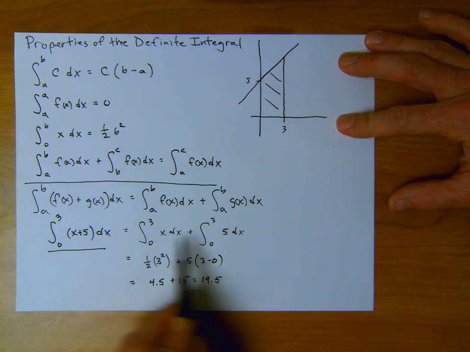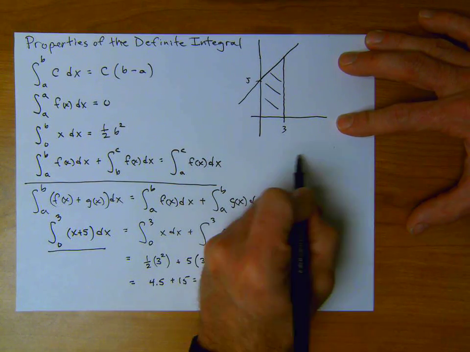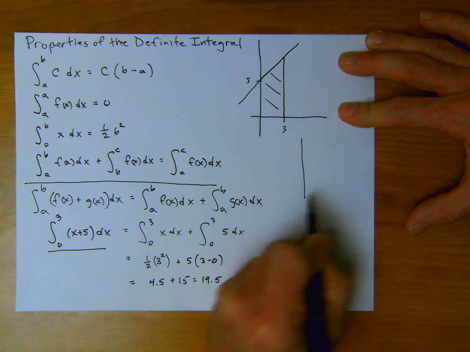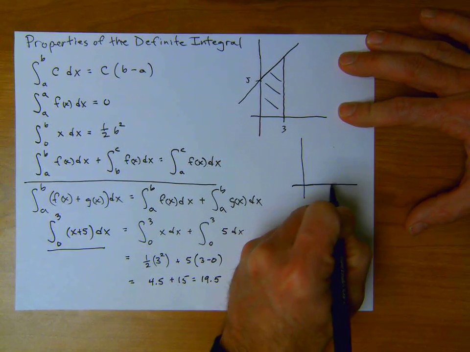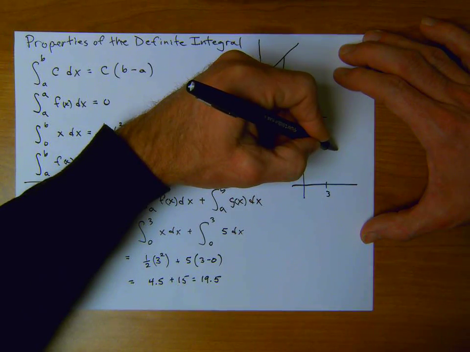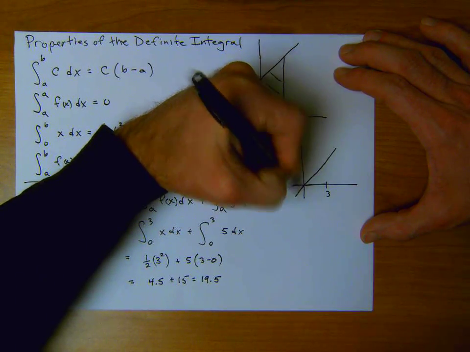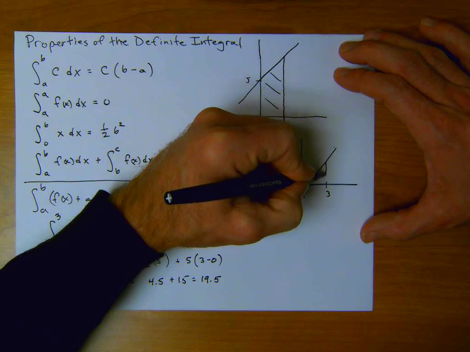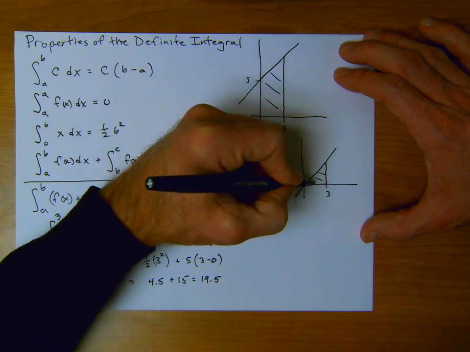But that represents this. So I want to show you graphically that it's the same as this. So let's go out to 3, and so the function just y equals x looks something like that, and we have this area here.